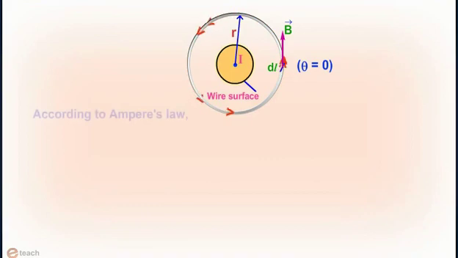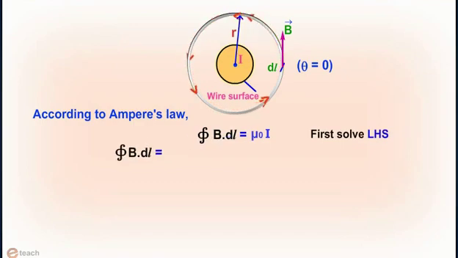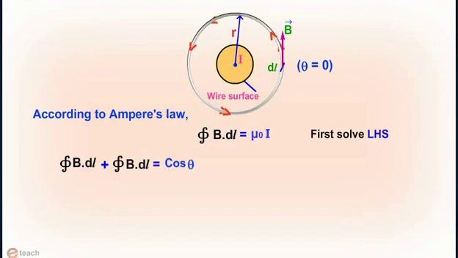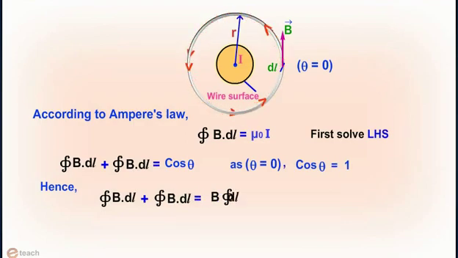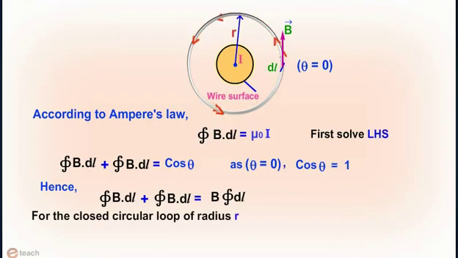According to Ampere's law, the closed integral of B dot dl equals mu naught I. First solve the LHS. We get the closed integral of B dl cos theta. As theta equals 0, cos theta equals 1. Hence, the closed integral of B dot dl equals B times the closed integral of dl. For a closed circular loop of radius r, the integral of dl equals 2 pi r.